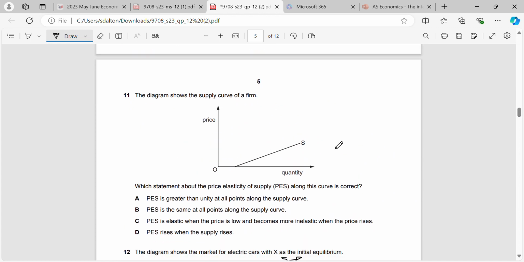Okay, question 11, difficult question, right? What statement about PES along this curve is correct? So let me just explain this first. We were told that when we have a PES that comes out of the point of origin, it would be unitary, right? So if it doesn't come out of the point of origin, we know that it's not going to be a unitary PES. It's going to have differing values of PES, right?